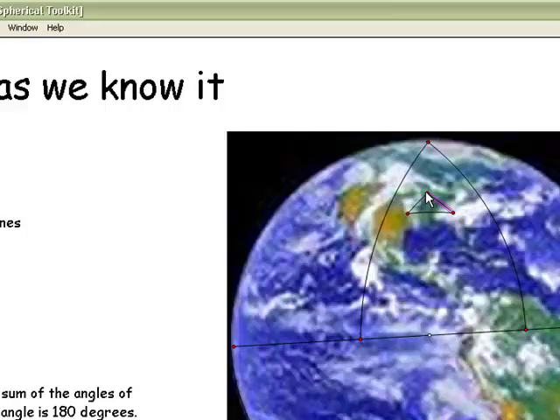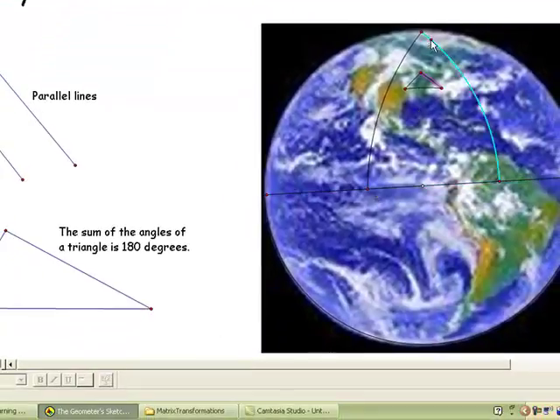But when we start looking at bigger and bigger triangles, like this one that's created by these longitude lines and the equator, the angles clearly add up to more than 180 degrees. This angle appears to be 90 degrees, and we know that the equator and the longitude lines are perpendicular, so that's true. Well, if we add the sum of those two angles, we're already at 180 degrees. What happens when we add this top angle? We're well above that sum.